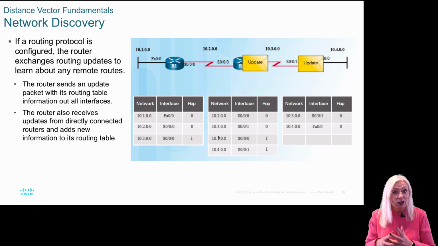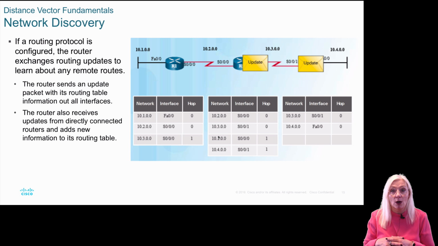Then, when we have a distance vector routing protocol here, the routers will start to exchange information with their neighbors. The router sends an update packet with its own routing table to all the interfaces that we have configured to use this dynamic routing protocol. Then it will receive this information and update its own routing table.